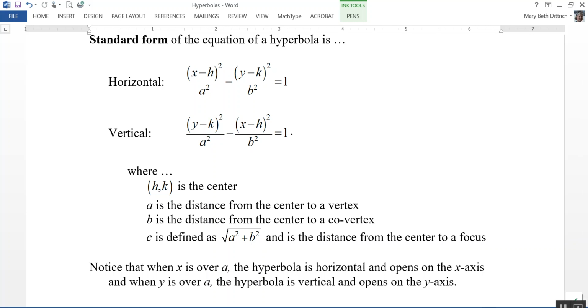a is the distance from the center to a vertex. b is the distance from the center to a covertex, very similar to an ellipse. But in this case, c is defined as the square root of a squared plus b squared, and c is the distance from the center to a focus. Notice that when x is over a, the hyperbola is horizontal and opens on the x-axis. So when x is over a, it opens up more on the x-axis like this. When y is over a, it's going to open up and down more in the direction of the y-axis.